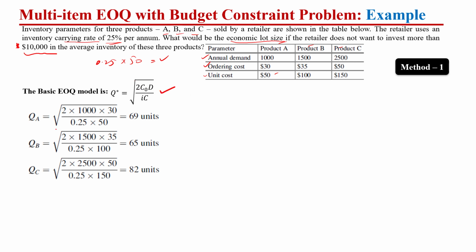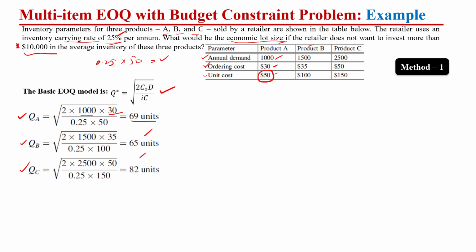Okay, and we are going to find out the optimum order quantity for every product. So the formula is 2 into C naught, the ordering cost, multiplied by the demand, which is this one, that is basically 100,000. The ordering cost was $30, divided by the $50 unit cost multiplied by the inventory rate, which is the interest rate. Based on that we get the optimum order quantity for the product as 69. Same is the case for B as well as C.